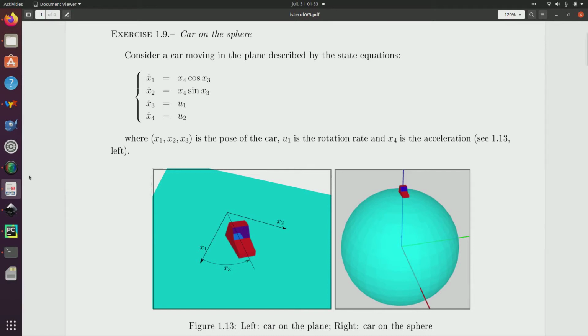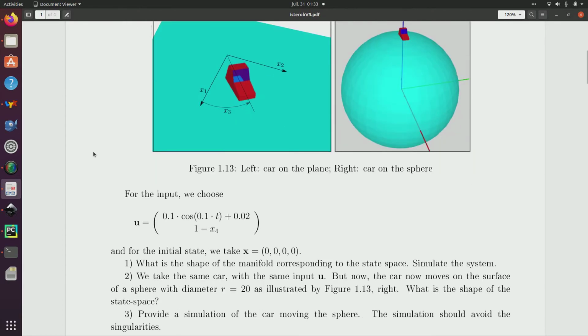Car on the sphere. In this exercise, we consider a car moving in the plane, and later it will move on the sphere. When it moves on the plane, it is described by this state equation. So x1, x2, x3 correspond to the pose, x4 is the speed, and u1, u2 are the controls. The controls are known, they are given by this expression.